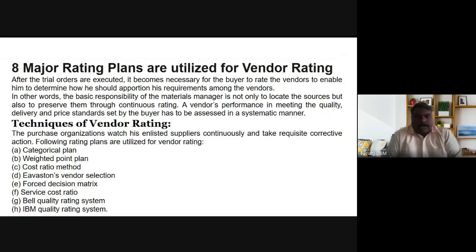So the techniques of vendor rating. The purchase organizations watch enlisted suppliers continuously and take requisite corrective action. The following rating plans are utilized for vendor rating: categorical plan, weighted plan, cost ratio, Evanston's vendor selection, forced decision matrix, service cost ratio, Bell quality rating system, IBM quality rating system. These are the two companies. They have separate ratings, so this is also another type of rating that we are going to see now.